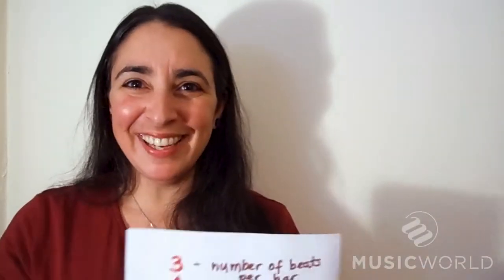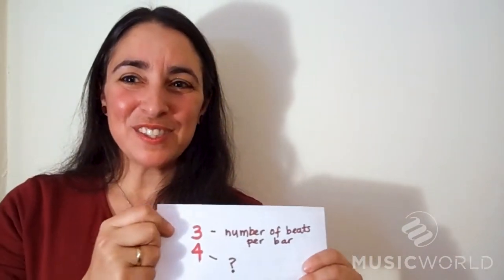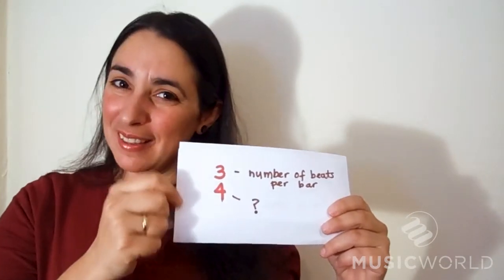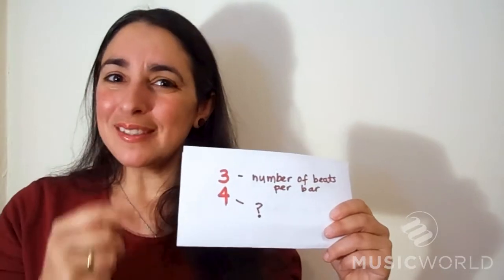So a time signature is a couple of numbers at the start of a piece of music, which is written straight after the key signature. It might look like this. So the top number refers to the number of beats, which is 3 in this case for 3/4 time. But what does that bottom number mean? It's not as straightforward as the top number.